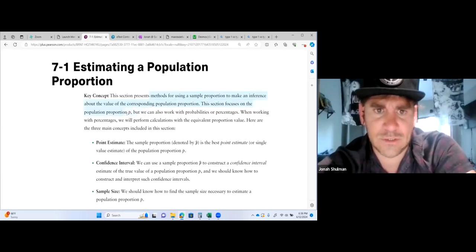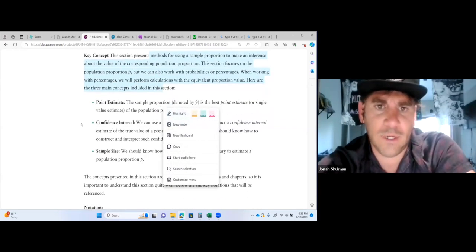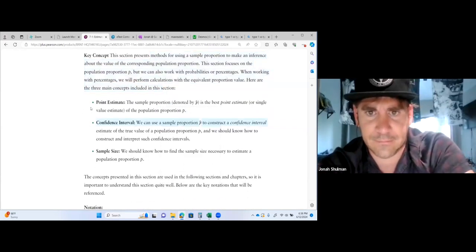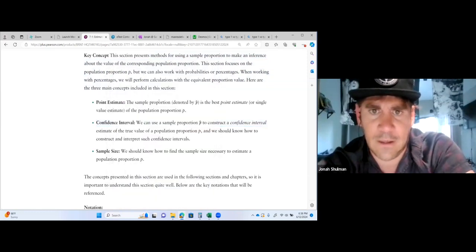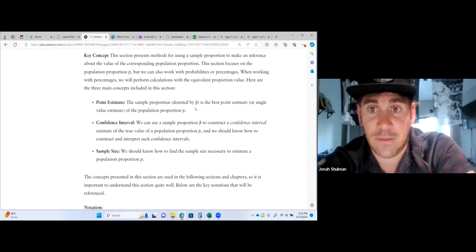This actually focuses on the population proportion, but we can also work with probabilities and percentages. When working with percentages, we will perform calculations with the equivalent proportion value. Here are the 3 main concepts. Okay, we got a point estimate. The sample proportion is, that looks like a delta to me, the best point estimate or single value estimate.